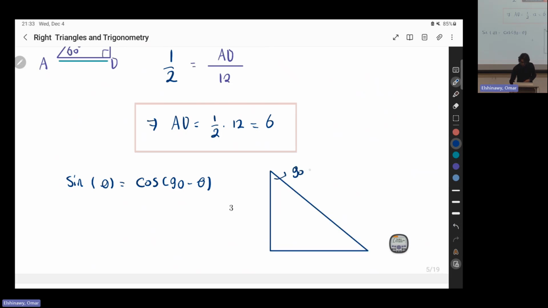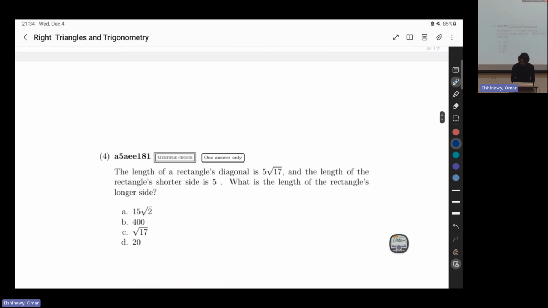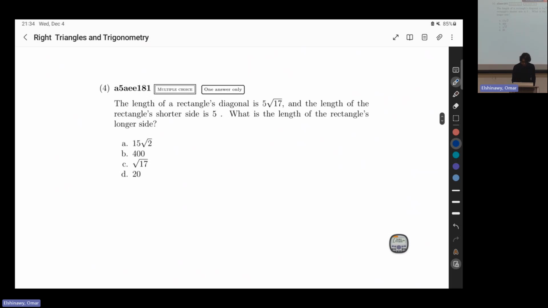This is 90 minus theta, and this is theta here. If you take the sine of this, it's the opposite divided by the hypotenuse. And if you take the cosine of this, it's the adjacent divided by the hypotenuse. So they're the exact same thing. That's what I'm saying, generally. But I'm hand waving this because we don't absolutely need this piece of knowledge. I'm just giving you more insight.